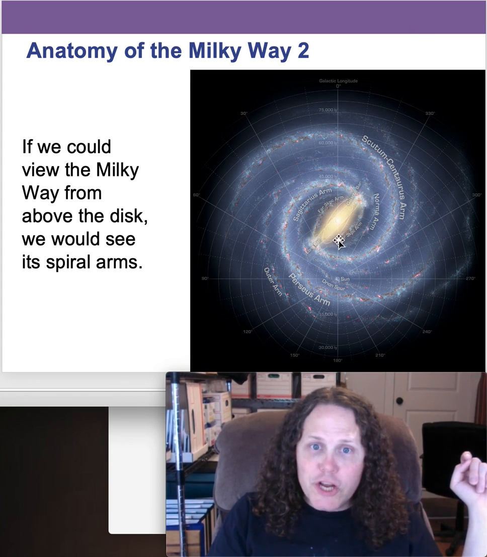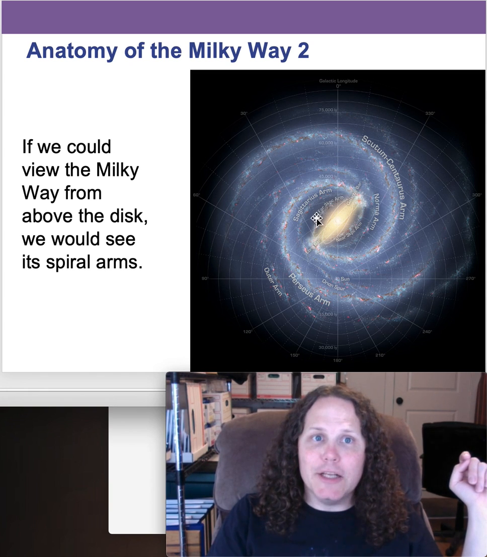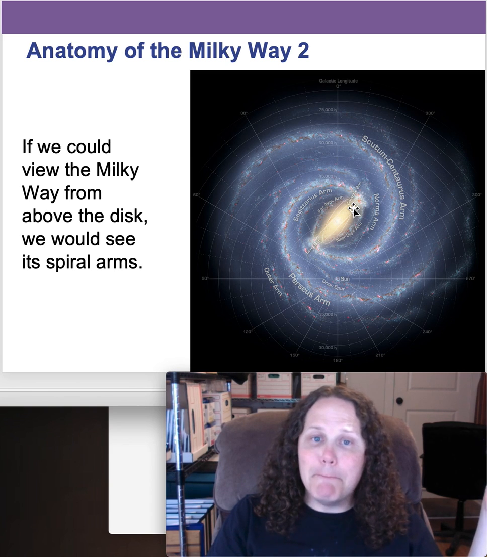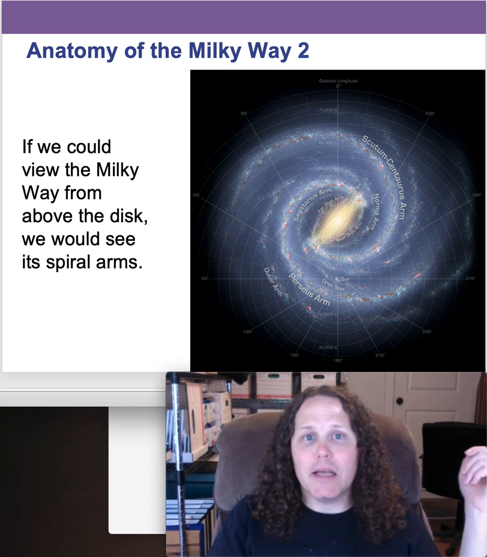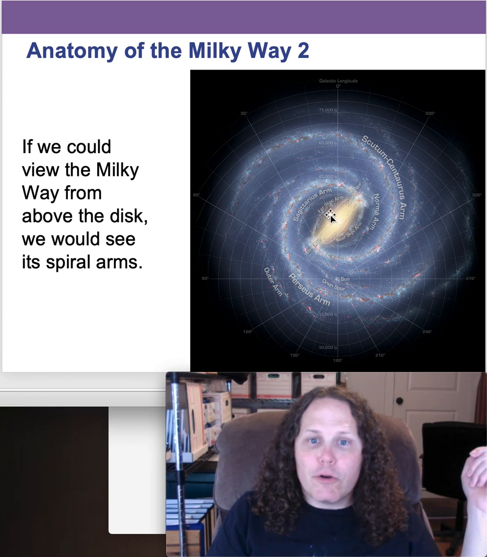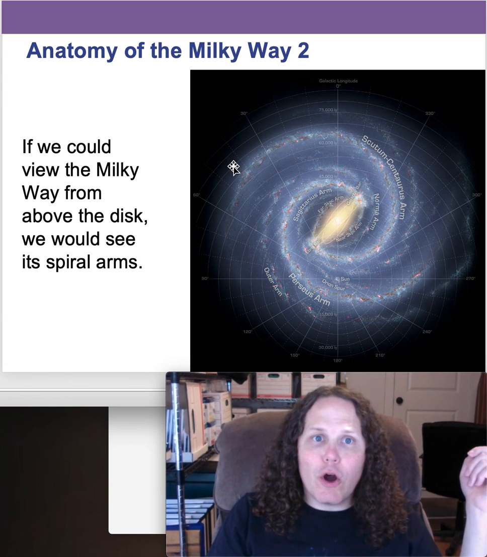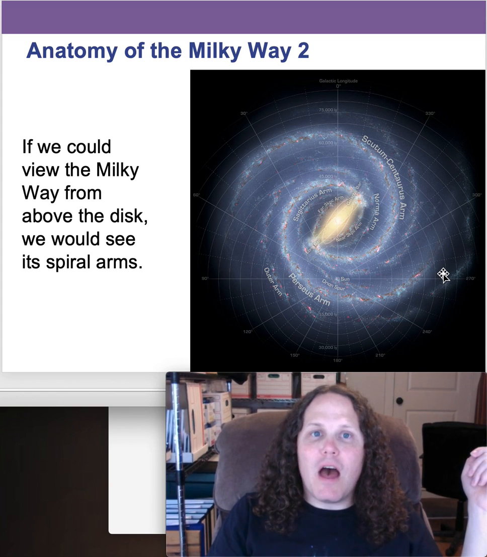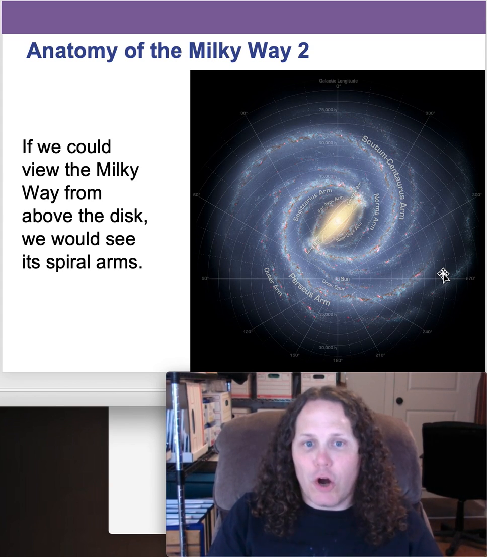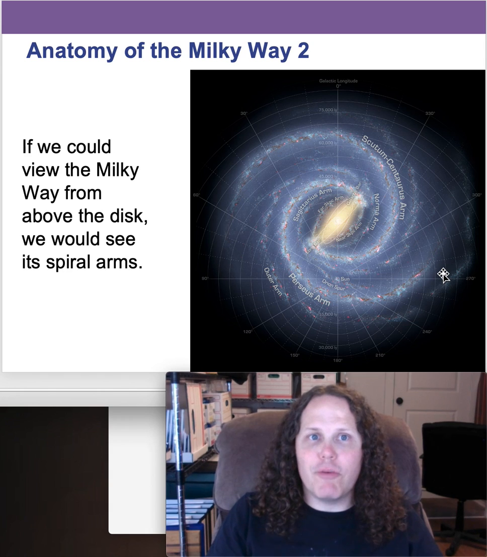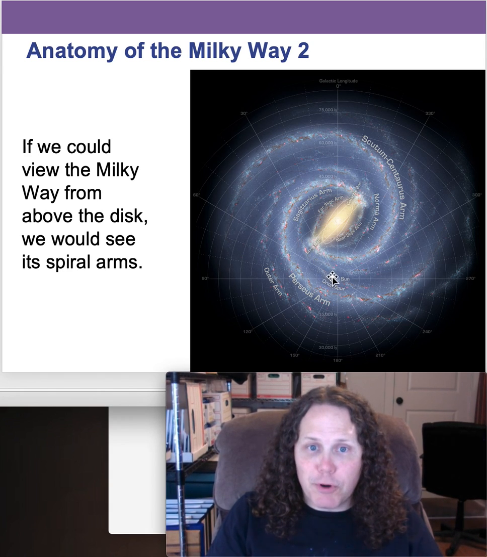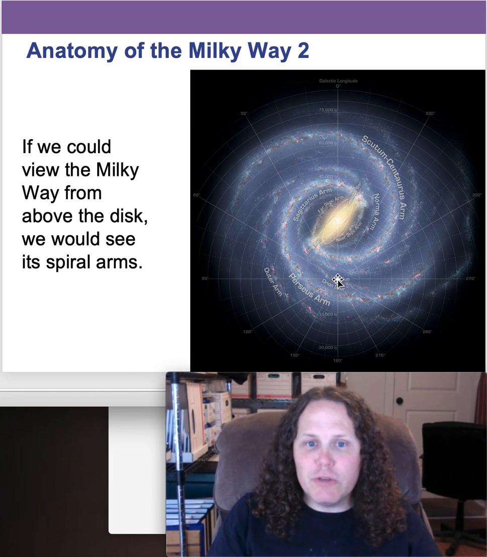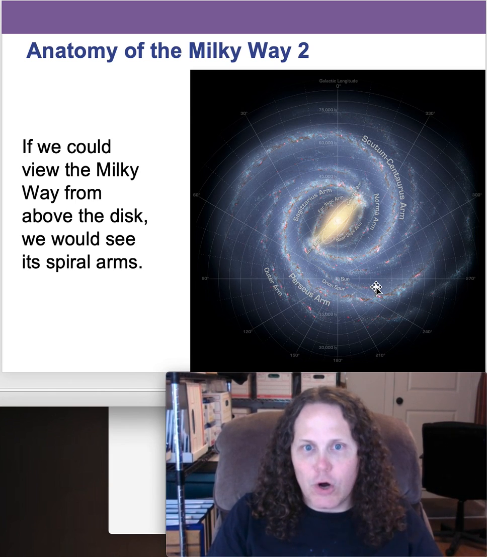The bulge here in the middle is elongated, so we call it a bar. The Milky Way is therefore classified as a barred spiral galaxy. There are two major spiral arms, one here and one here. We live with several smaller arms that spur off the major arms. We live in a spur right here called the Orion spur, which shoots out of the Perseus arm.